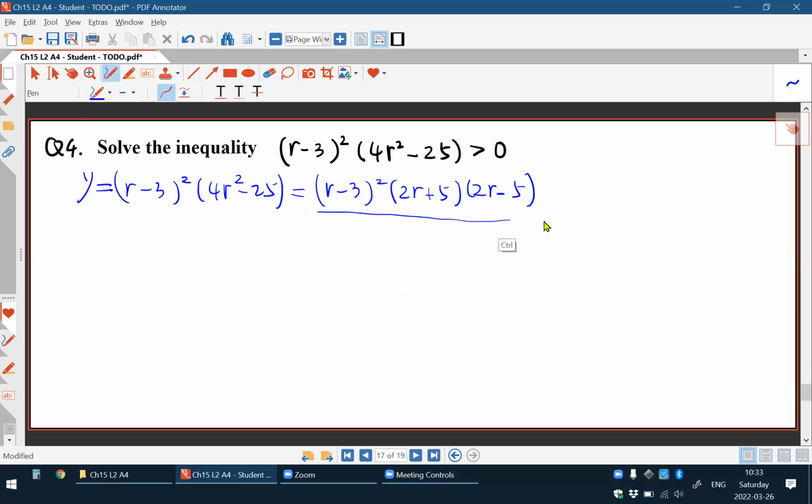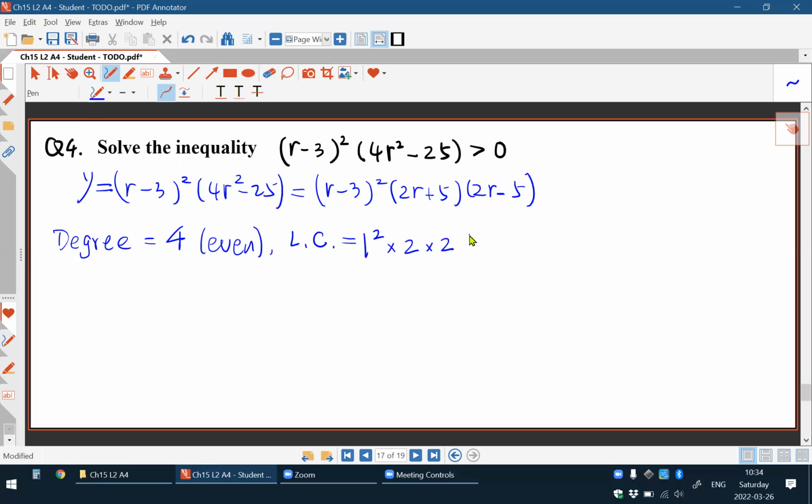Okay, again, we have seen a lot of expressions like this, right? We are familiar with this because everything in this expression is in a factored form, right? That means we can't factor either further, right? Okay, then for this function here, the degree is, so how many r's are there? 1, 2, 3, 4. So degree is 4, right? Which is even. And next, leading coefficient is, okay, 1 squared times a 2 times a 2. So that means leading coefficient is greater than 0, right?